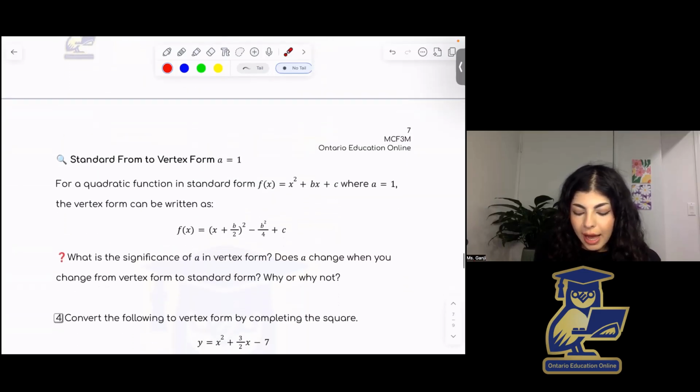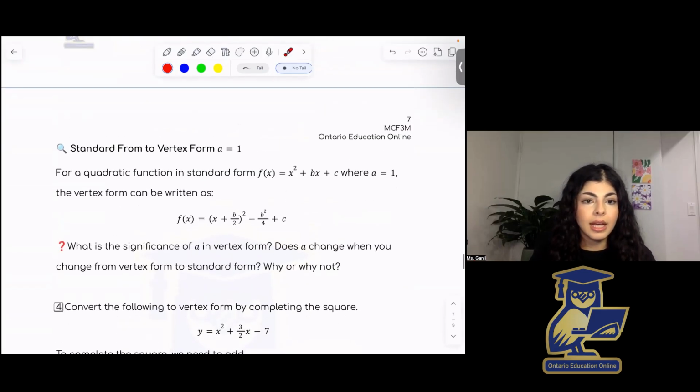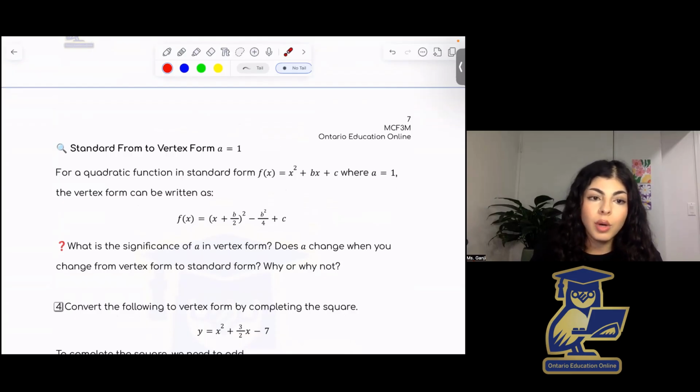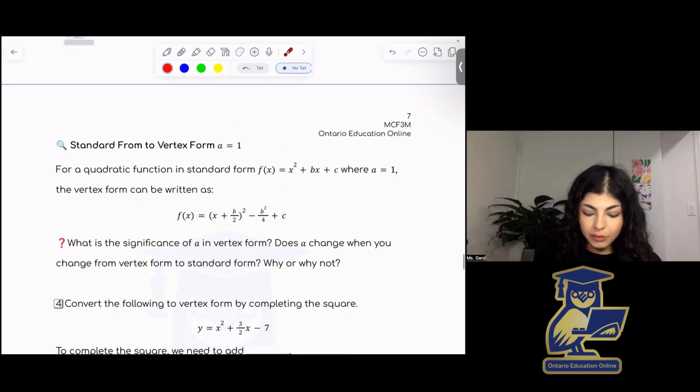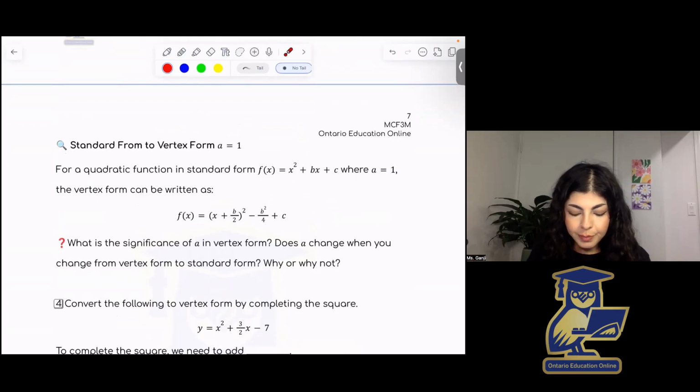And here I just have what we just did as an official definition for you for standard form to vertex form when a is equal to 1. So when you have a quadratic function in standard form, x squared plus bx plus c, so a is 1, you can write it as vertex form like this.